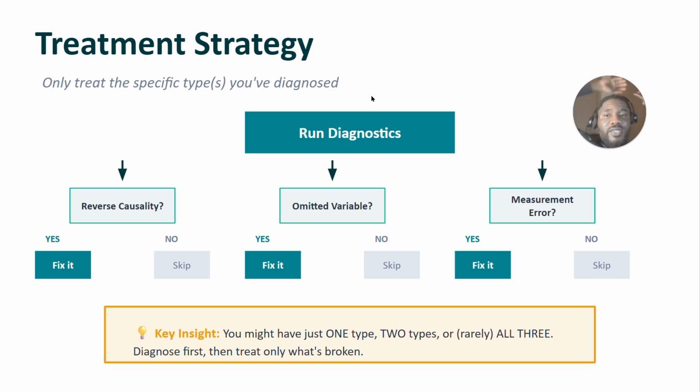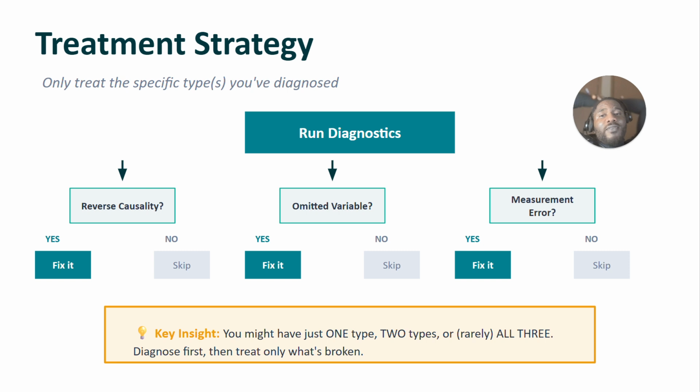The treatment strategy. Once you have diagnosed what type of endogeneity you have, it's time to treat it. Here are the key insights. You only treat the specific type you actually identify. Don't try to fix everything. Just fix what is broken, please. Look at the decision tree. After you run your diagnosis, you ask three questions.